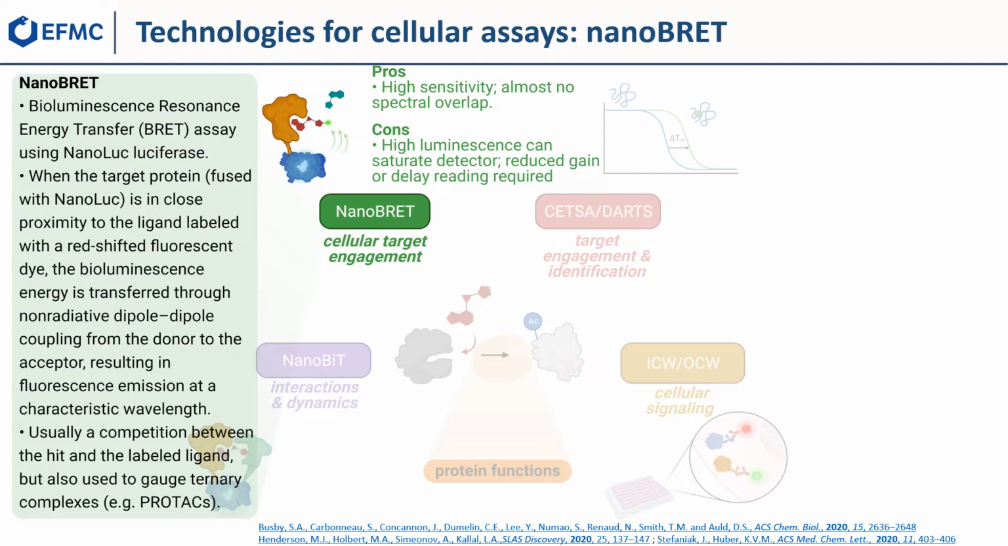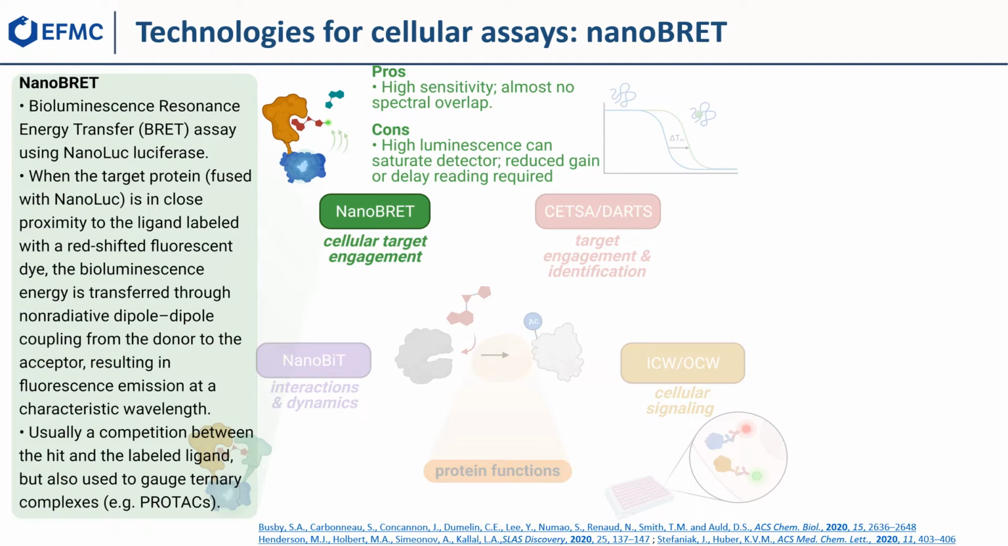This technology can also be used to screen ternary complex formation, such as with molecular glues and proteins. Just like NanoBiT, the method is highly sensitive and not affected by spectral overlap, but attention should be paid to the fact that high luminescence can saturate the detector and therefore reduced gain or delayed reading is required.